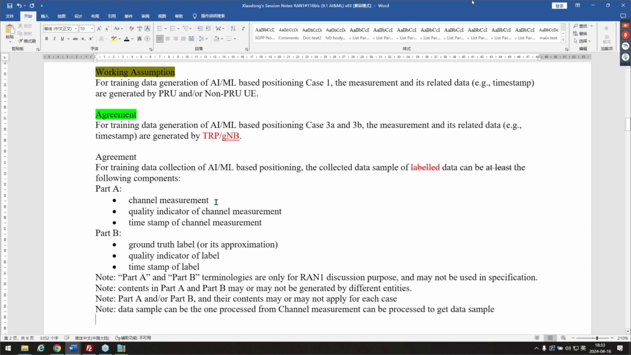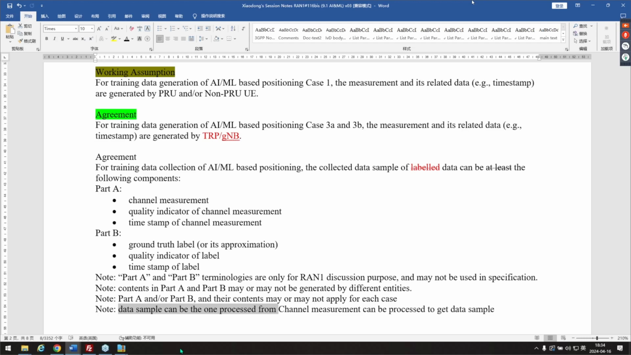Maybe a follow-up question. Now we discuss channel measurement as a component without knowing what exactly is carried in this channel measurement. And for the quality indicator, we make an agreement that there is a quality indicator without knowing what exactly this quality indicator is. But these three components are used to constitute the data sample. For example, for one data sample, you will have at most, for example, six of them. This is what I understand this proposal means.